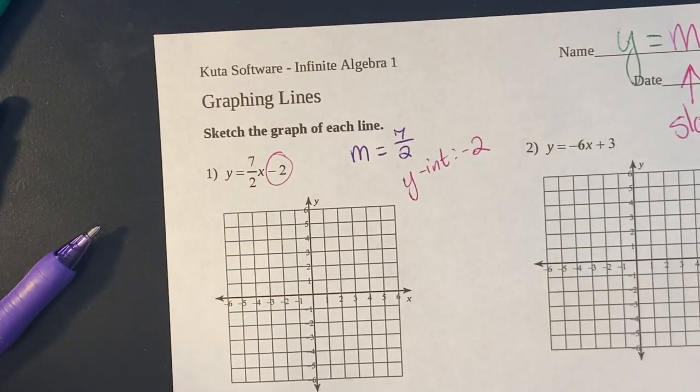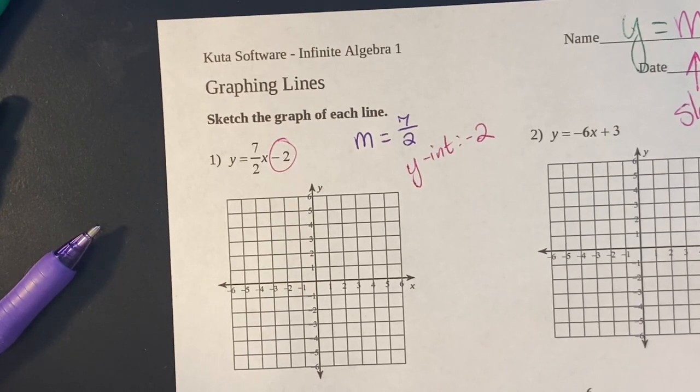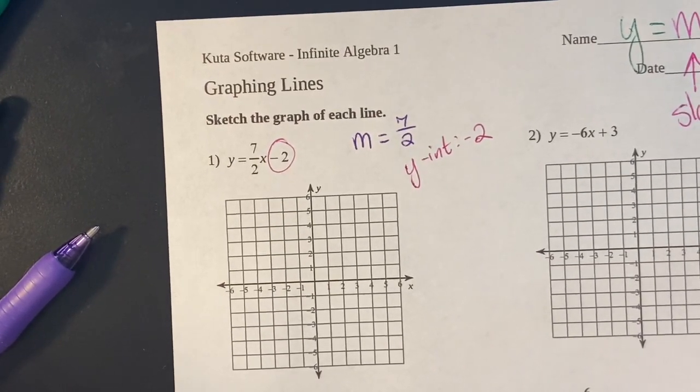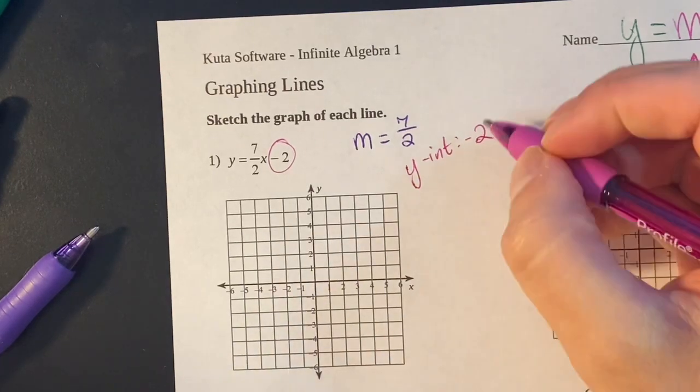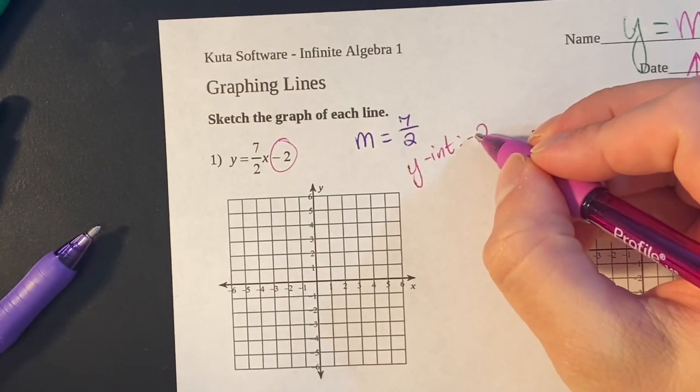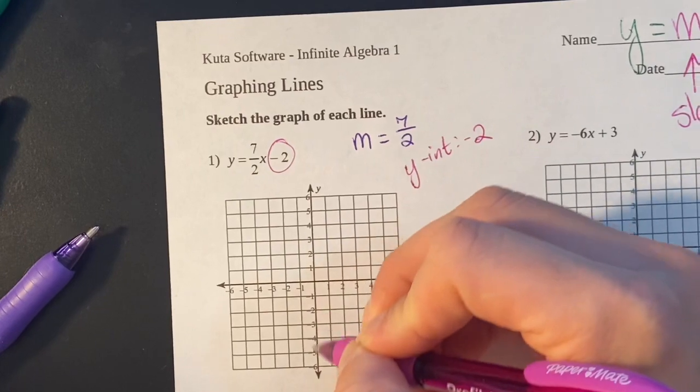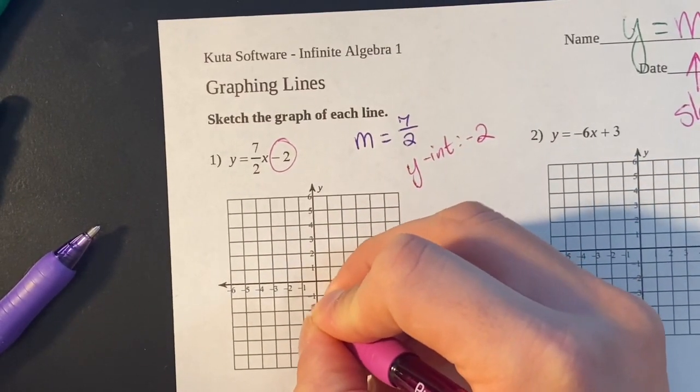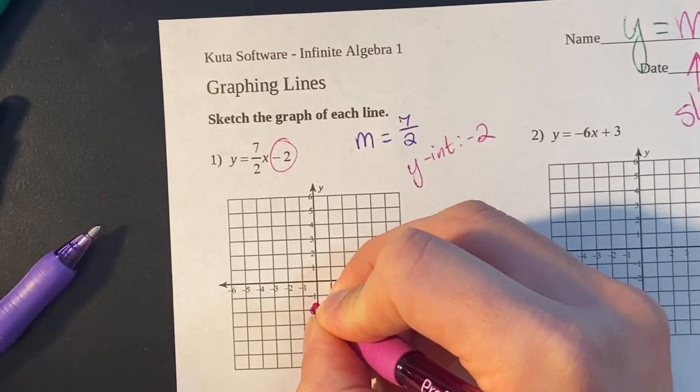Always start out by drawing a dot where your y-intercept is first. Always start out with your y-intercept. So I'm going to put a dot on the y-axis where negative 2 is. So here's my y-axis. I'm going to put a dot at negative 2.